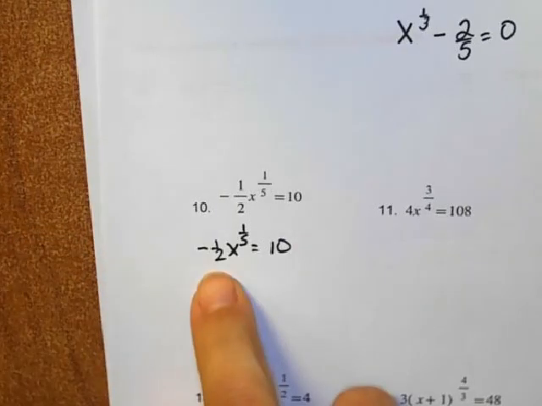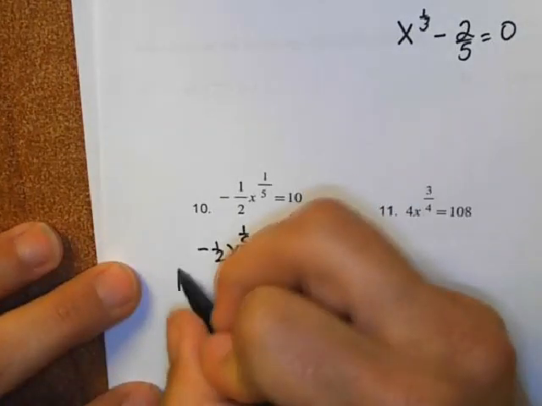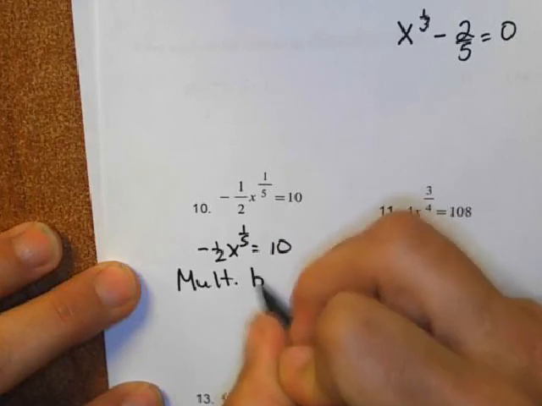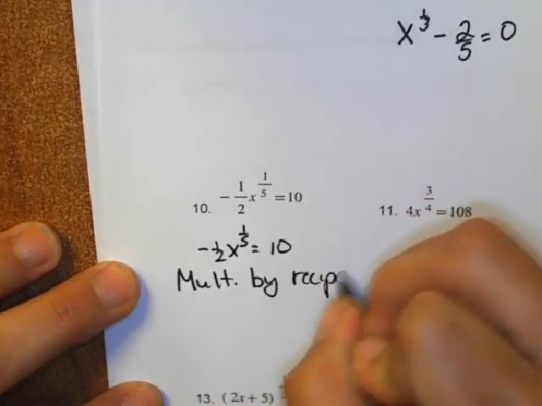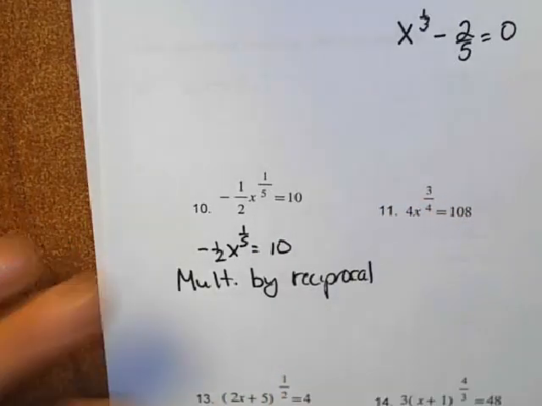So you're going to get rid of the fraction here. You're going to multiply by the reciprocal to start, because you can't divide by a fraction.